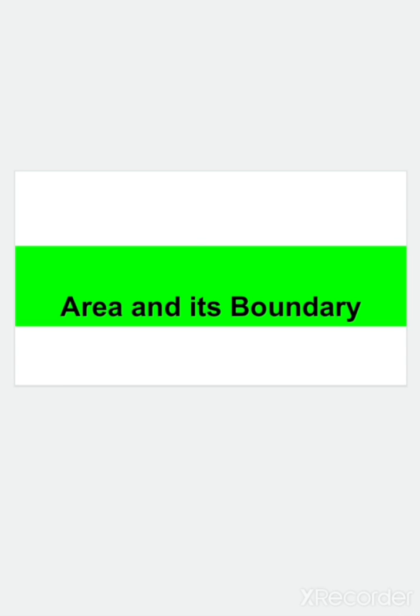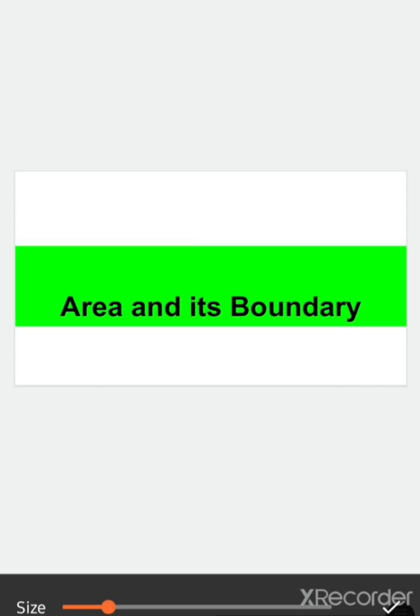Today we will start a new chapter, that is area and its boundary. We have already studied about area and its boundary in chapter number 4. We are aware of the concept of area and its boundary. So, let's quickly recap what we have studied earlier.